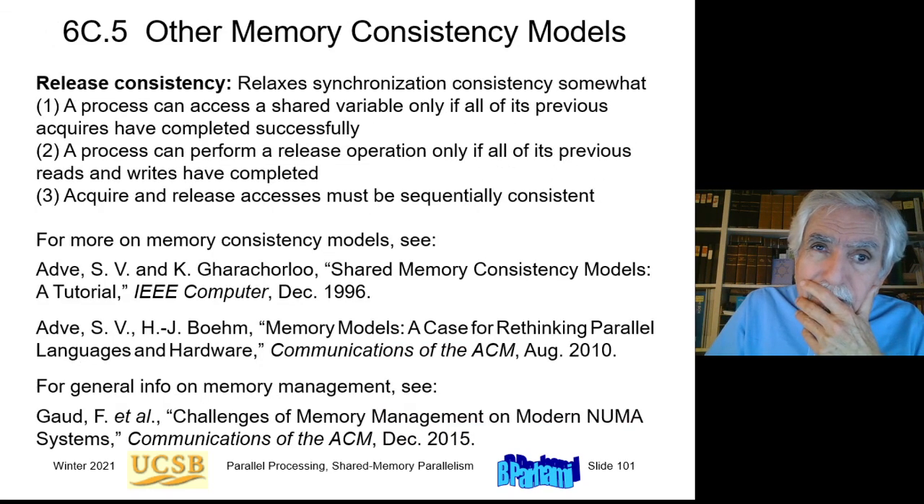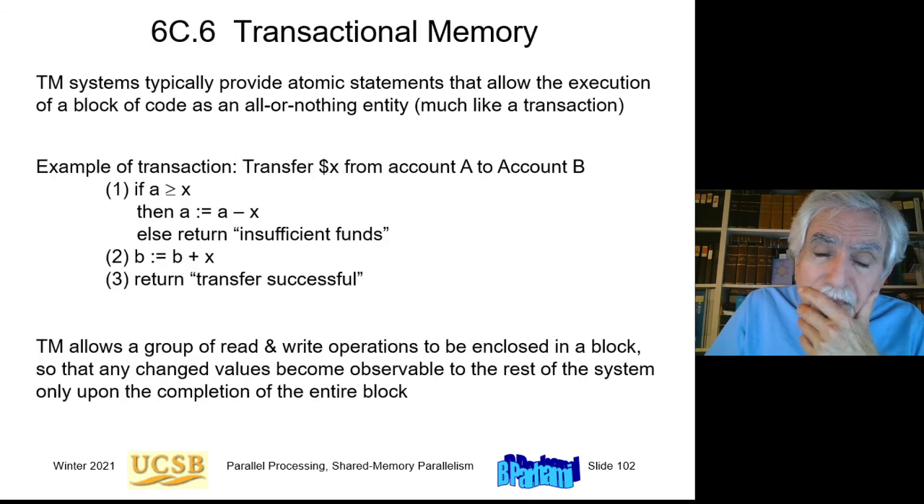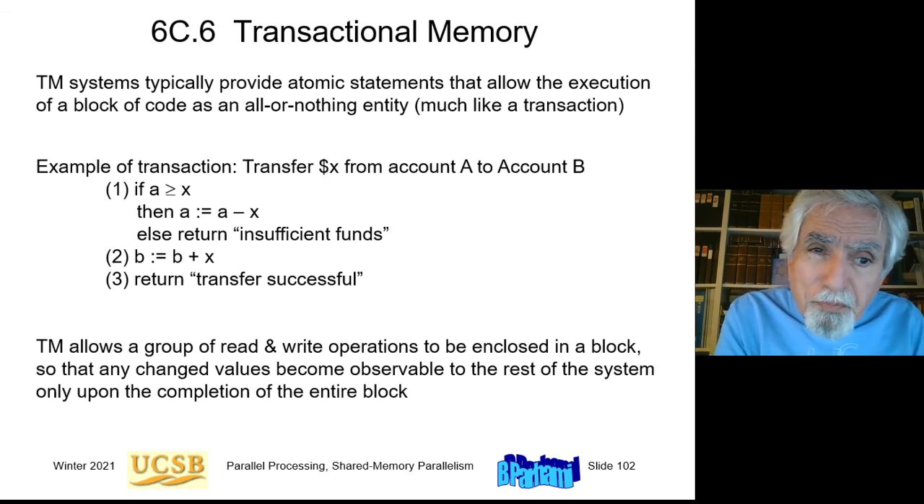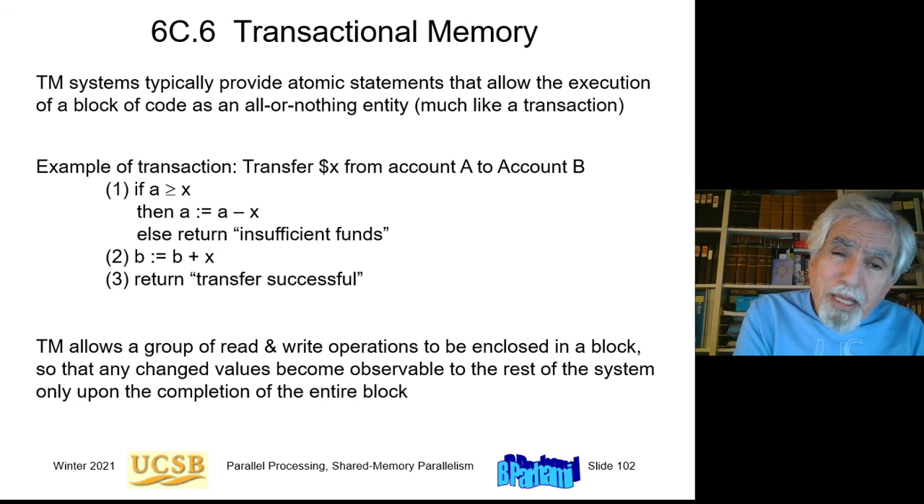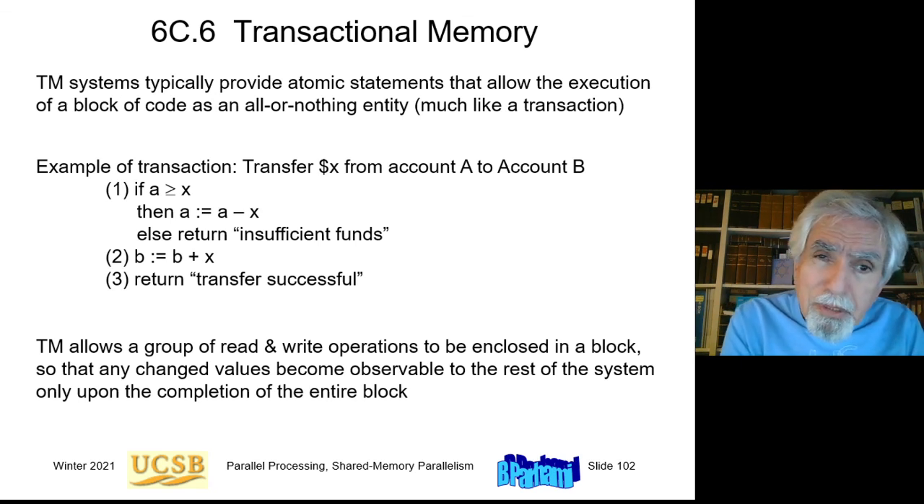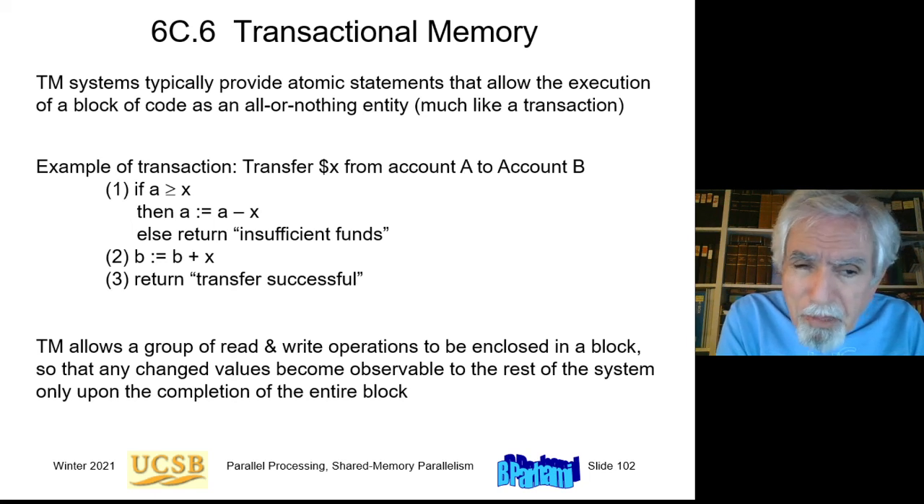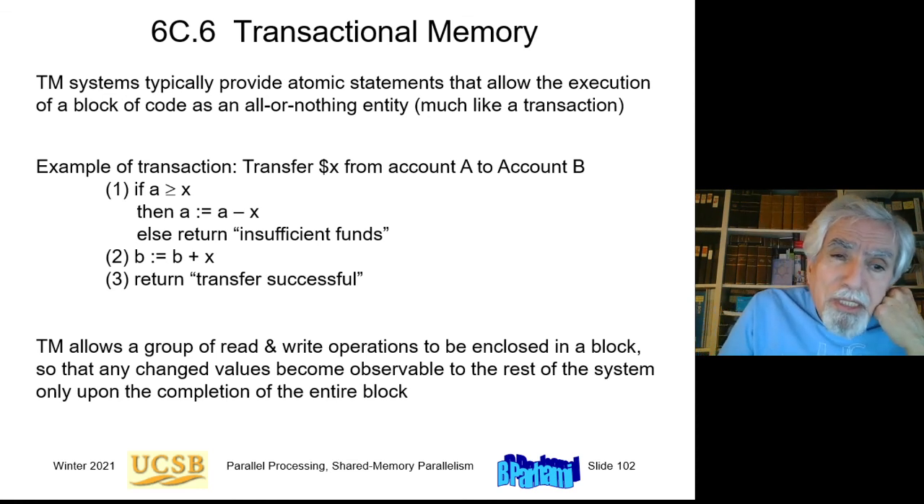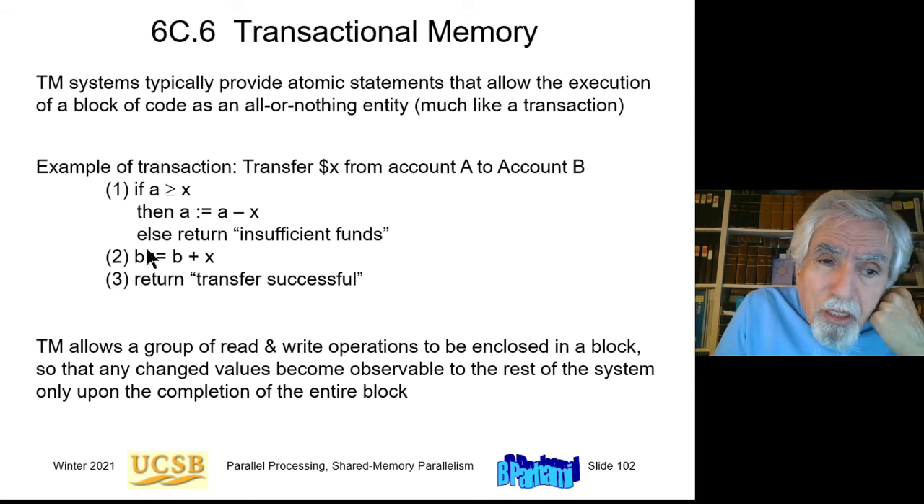So these are various forms of consistency. The final topic is that of transactional memory. This is one of the ways that we can design memory, hardware memory, and sometimes it's implemented in software, but ideally it should be in hardware to be very efficient. A transactional memory guarantees that all the operations in a transaction occur in atomic fashion.